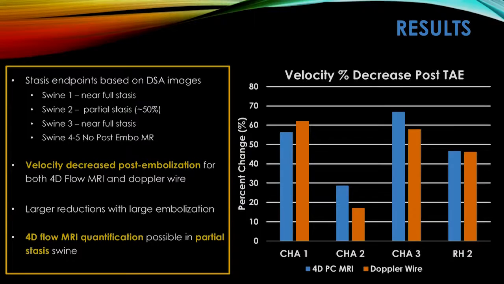So what's interesting is the first and third swine, so you can look at the common hepatic, it did pretty much full stasis, so there was a very small amount of flow, and they follow very similar trends, both with MR and ultrasound. In the partial embolization, there was about a half decrease, and what was really cool is we could actually still pick up the vessel that we embolized in, showing a similar decrease both with ultrasound and with MRI. So it's very great results to see that we can actually record this on MR as well.